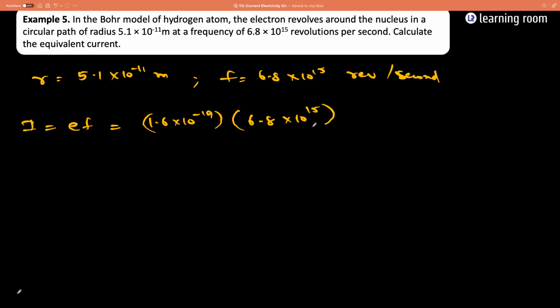Sir, how E into F? Because it is N E divided by T. How many electrons here? It is only one electron. So N is 1. So 1 into E divided by T. This will be equal to E into 1 divided by T, and 1 by T is frequency. Here this T represents the time period.